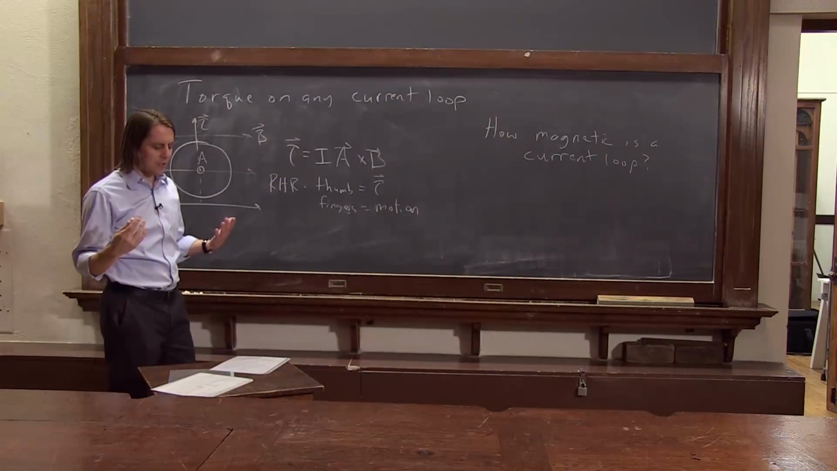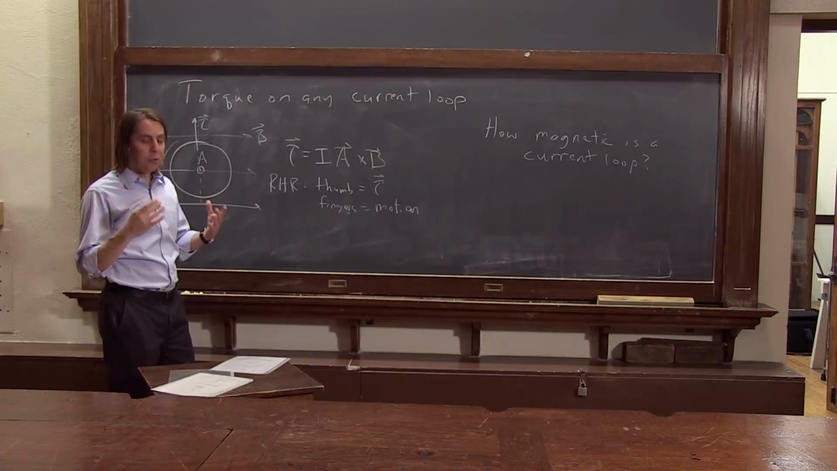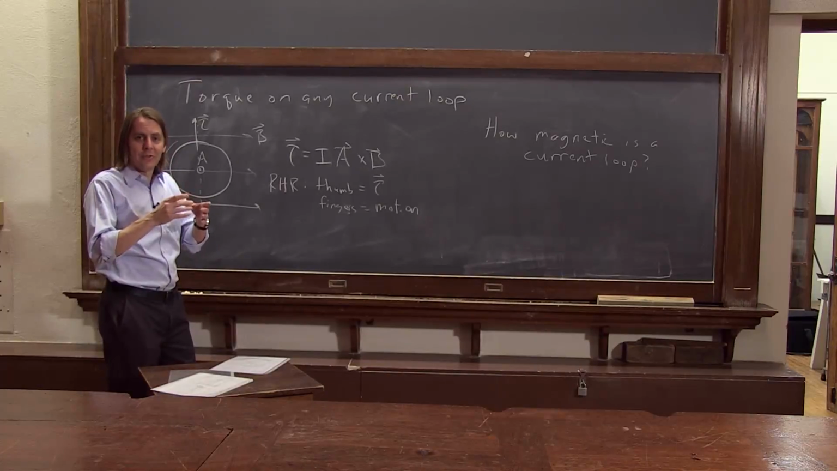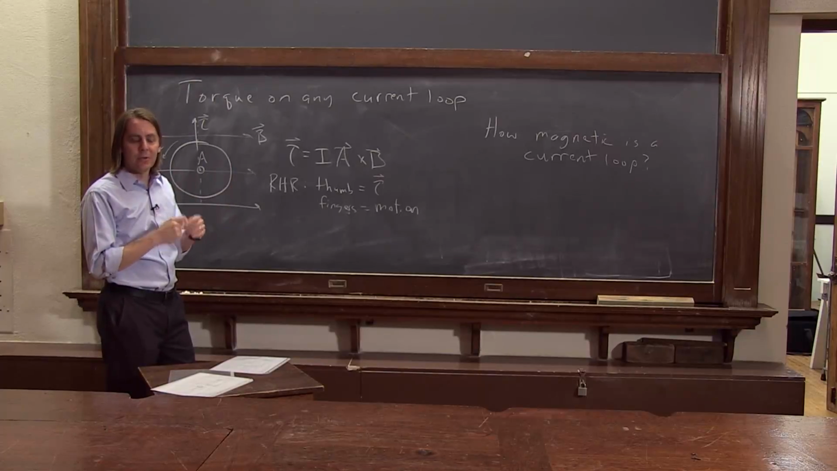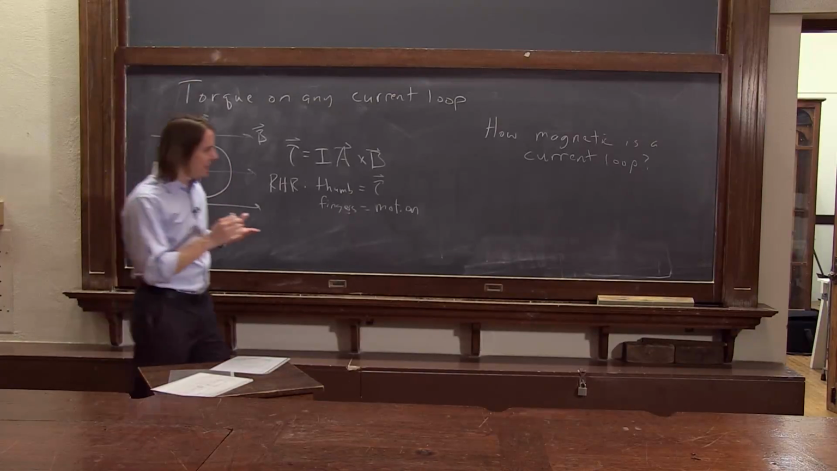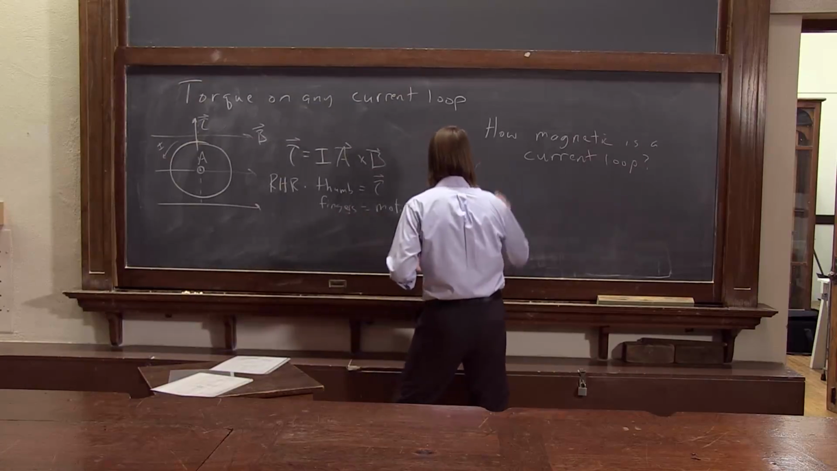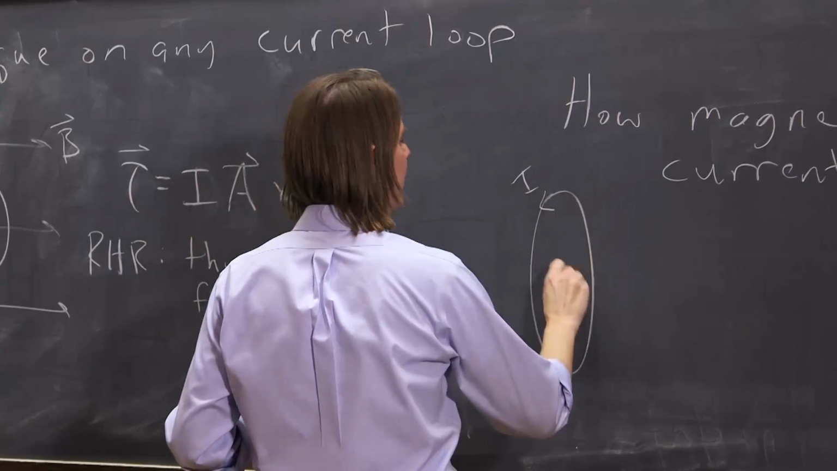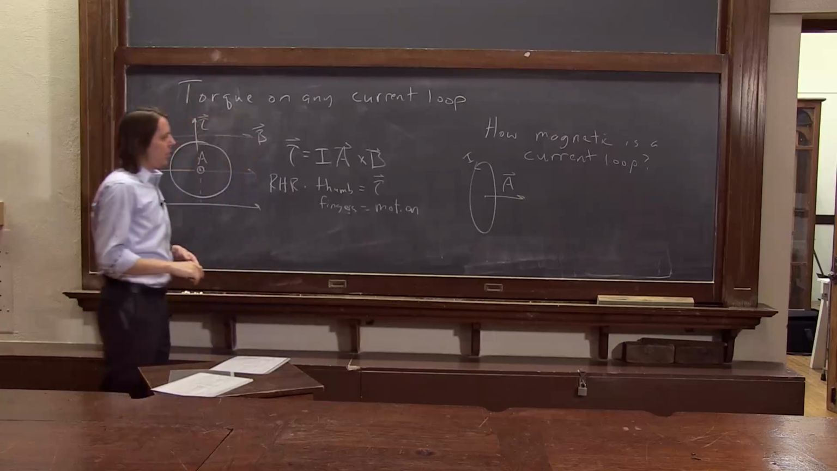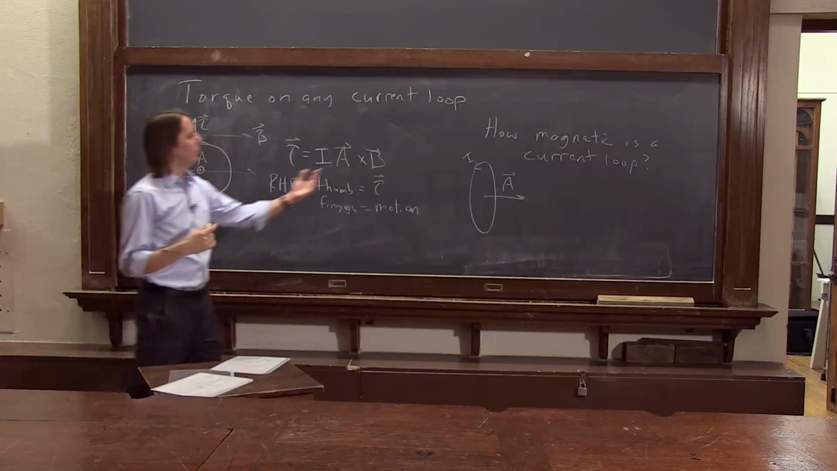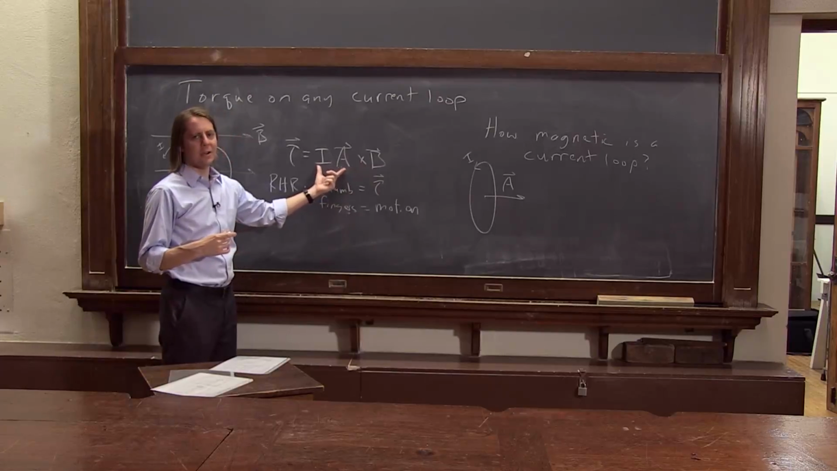And the reason we're asking this question is a current loop is the fundamental source of magnetism. In a bar magnet, it's little atomic currents going around in a circle, things like that. So if we have a current loop, so now I'm going to draw it sort of in some perspective here. Current going around like that, A vector like that. How magnetic it is means how does it respond to a magnetic field? It's all right here in IA.